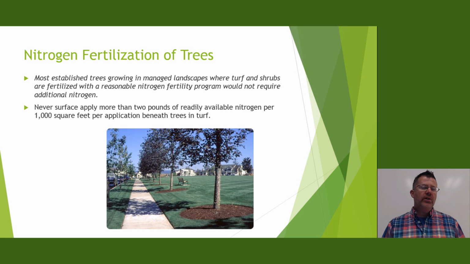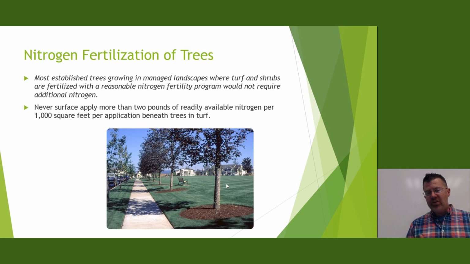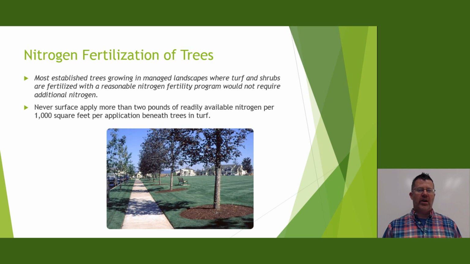Most established trees growing in managed landscapes where turf and shrubs are fertilized with a reasonable fertility program will not require the additional nitrogen. As you can see here in the picture, when fertilizing this turf grass, these trees are going to get enough nitrogen to benefit from it. And always remember, never surface apply more than 2 pounds of readily available nitrogen per 1,000 square feet per application beneath trees and turf. And you're going to see that statement quite a bit in this presentation.